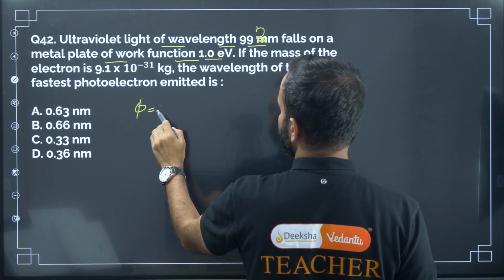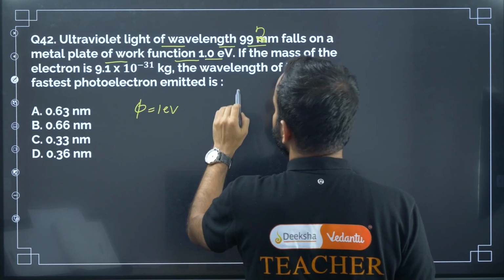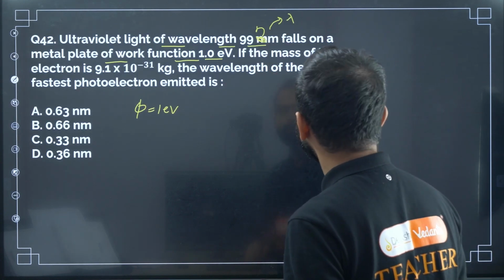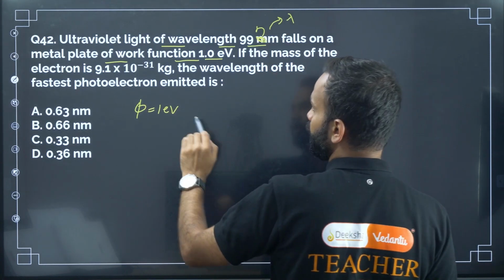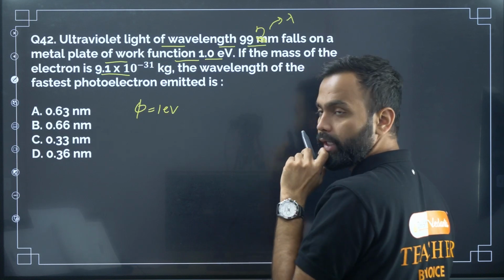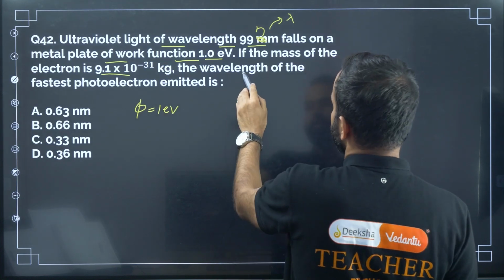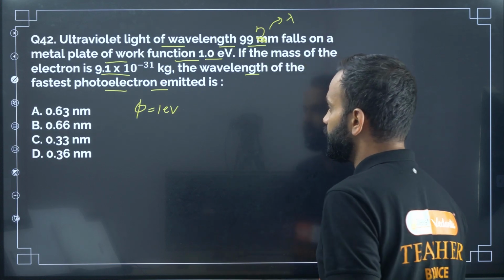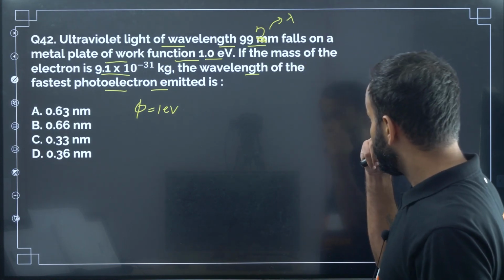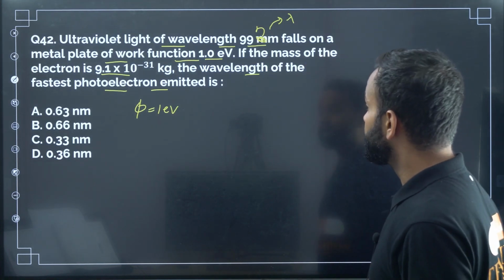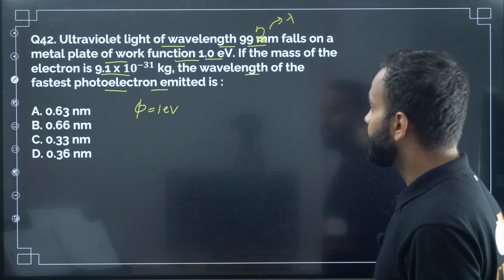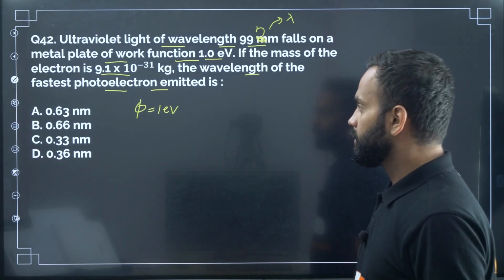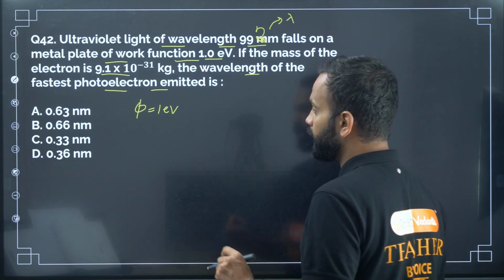So phi equal to 1 electron volt. The wavelength of the ultraviolet light, lambda, is equal to 99 nanometer. If the mass of the electron is 9.1 into 10 to the power minus 31 kg, the wavelength of the fastest photoelectron emitted is... we need to find the wavelength of the fastest photoelectron, right? So here apply the photoelectric equation.